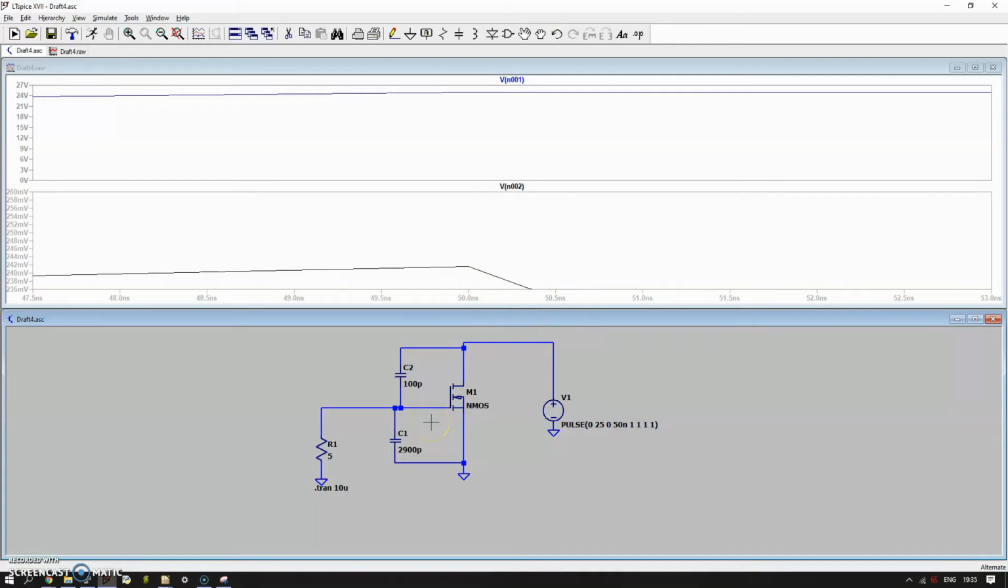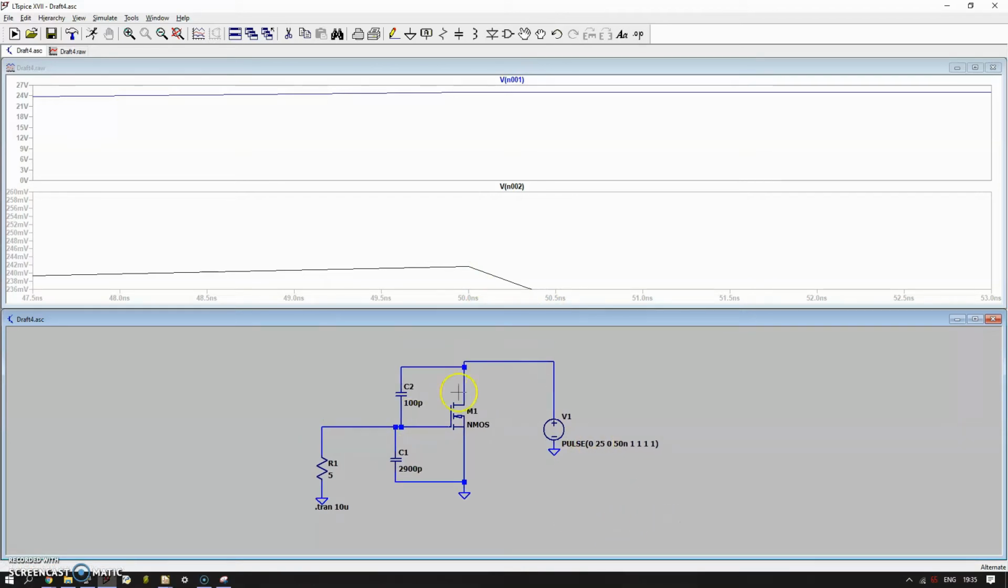So what I think we should do now is probably plot the equation that we got in SMath and see how close it is to a circuit simulation. So I shall boot up SMath and I'll see you guys in a minute.